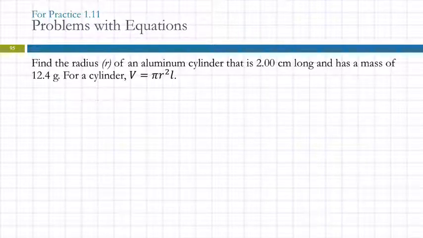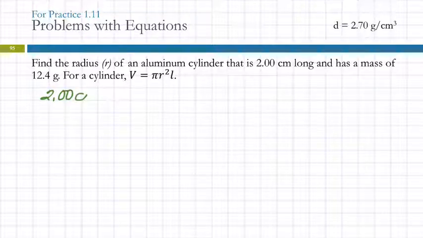So because I thought ahead, we are also going to need the density of aluminum. And I don't want to have to go look it up later, so there it is. So we read the question, we pull the numbers out. 2.00 centimeters, 12.4 grams. That's all the numbers.